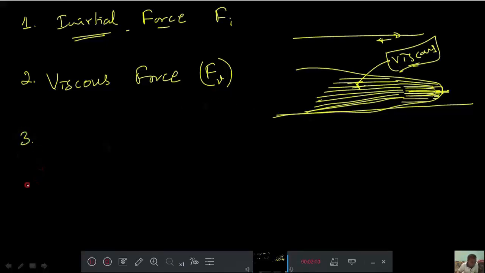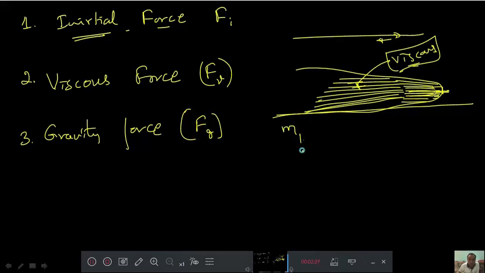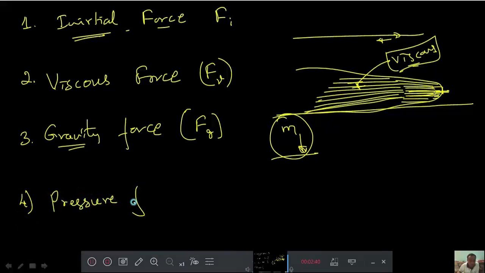And the third force we have is the gravity force. Obviously, because the earth has gravity and the fluid has a mass, this mass is attracted towards the earth, therefore it will experience some force. That force is called the gravity force. And the fourth one we have is the pressure force. Pressure force is when you are pushing the water against gravity. For example, you apply a pump to pump the water from the ground floor to the top floor. Then you apply some extra pressure, that is your pressure force.